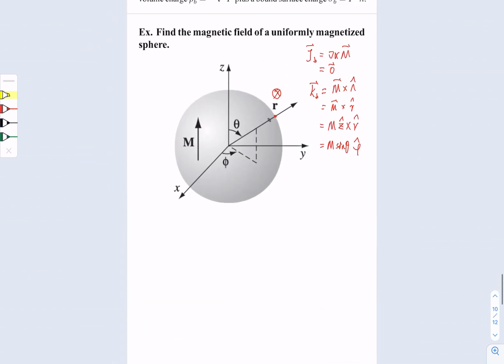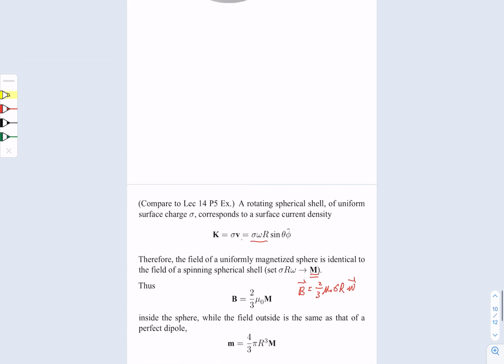So here on the inside, it's also a homogeneous magnetic field. And outside the B field, we can use our calculation of the vector potential for that problem. If you compare the field outside, it's identical to a field produced by a perfect dipole. And the perfect dipole moment is simply the integration of the magnetization vector over the entire volume, and the volume is 4/3 pi r cubed.